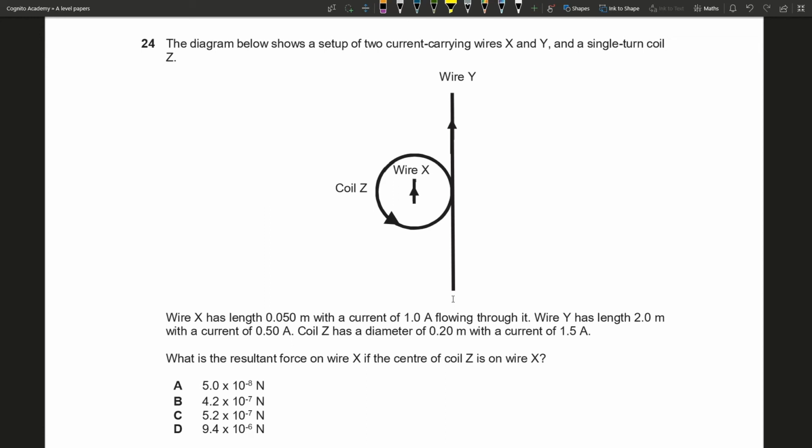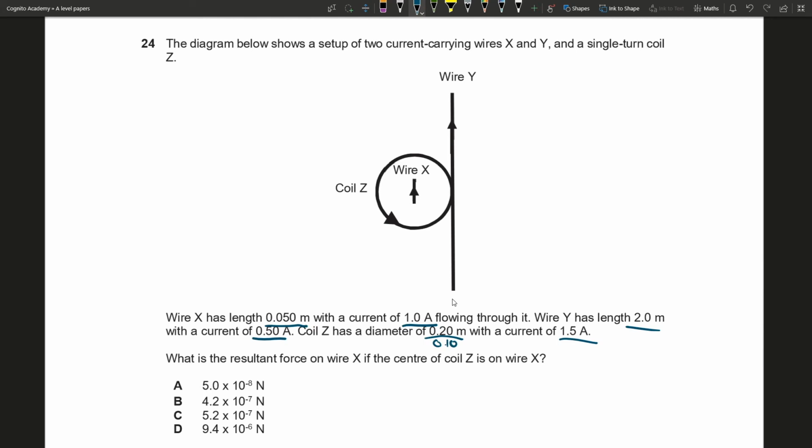Question 24. The diagram below shows a setup of two current carrying wires X and Y and a single turn coil Z. And we're told that wire X has this length and this current, wire Y has this length and this current, and coil Z has this diameter, that means its radius is 0.10, and this current. And then we're asked what is the resultant force on wire X.